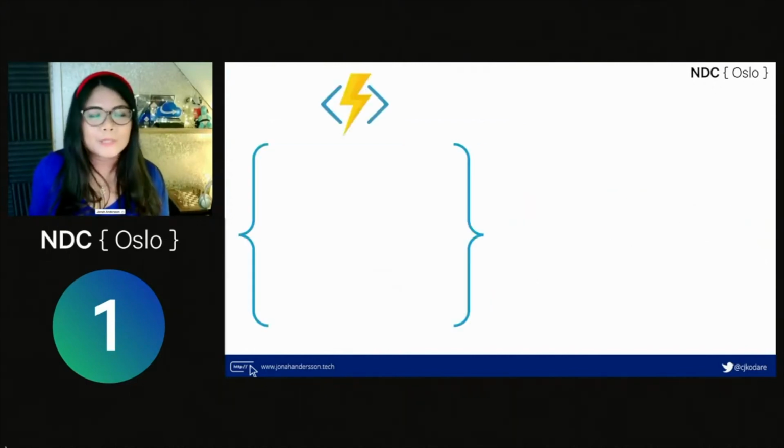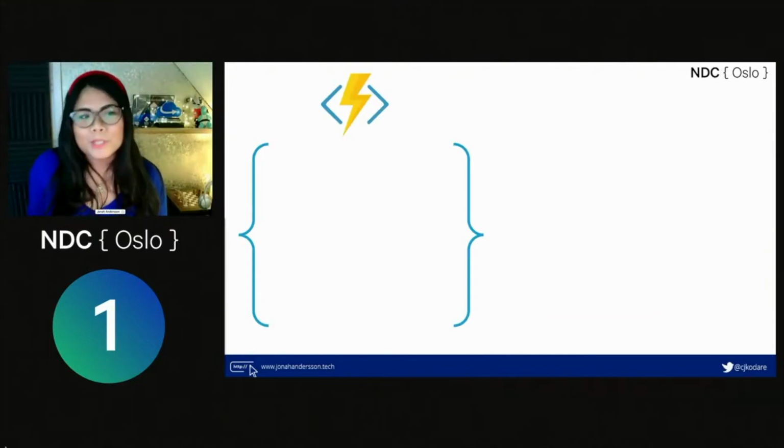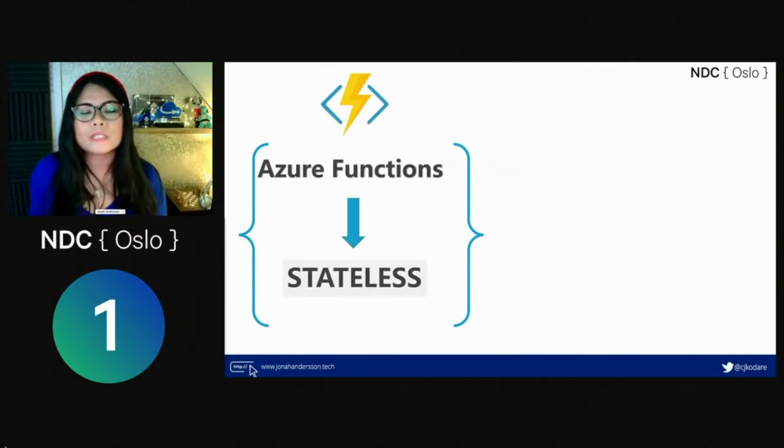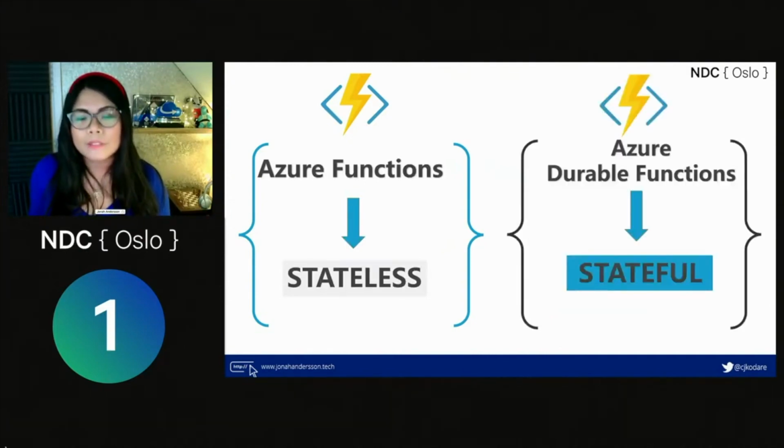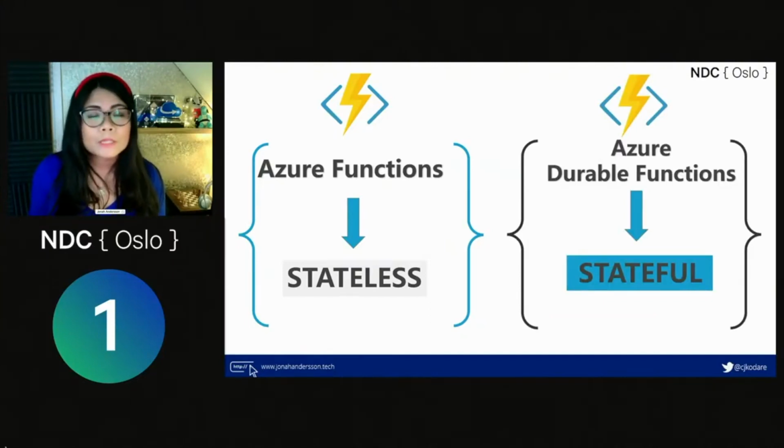Next is this one. What differs Azure Functions from Durable Functions? It's a common question because Durable Functions is an extension, but Azure Functions is stateless, and Durable Functions are stateful, which means that if you have a use case or a business problem that requires it to be long running and stateful, then Durable Functions are worth checking out.